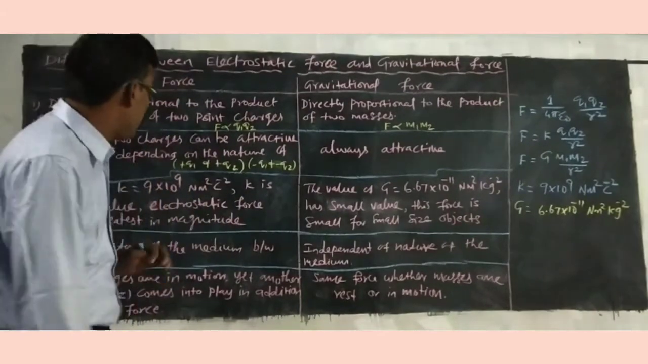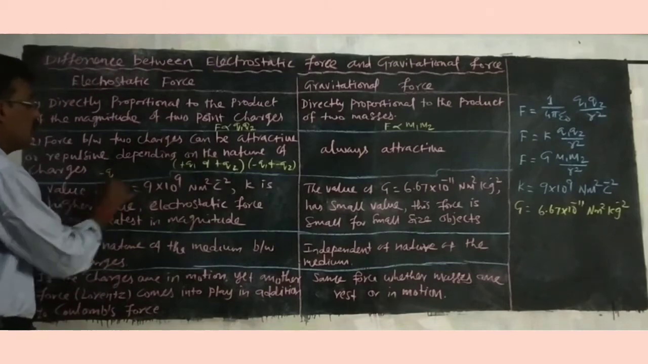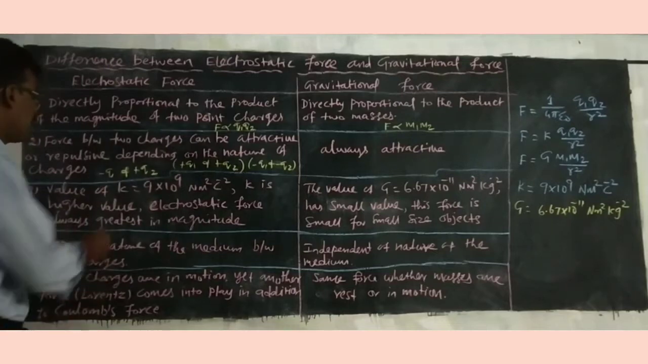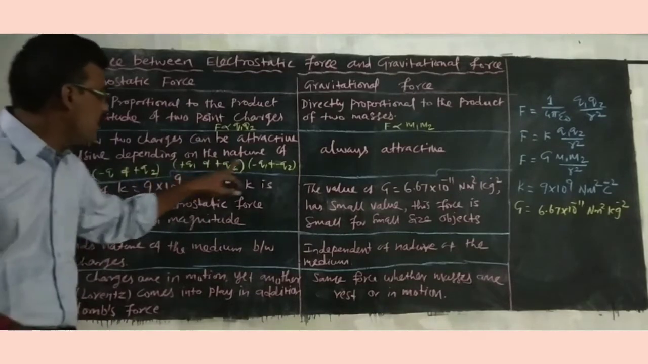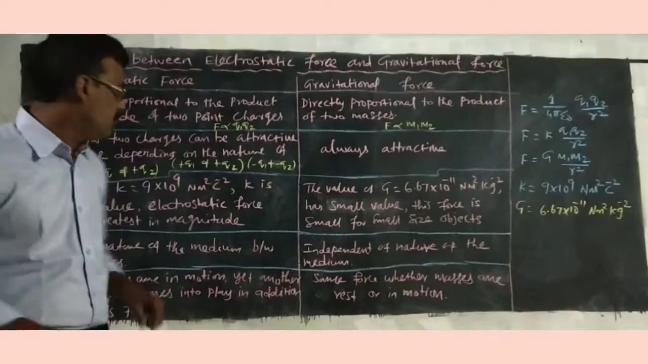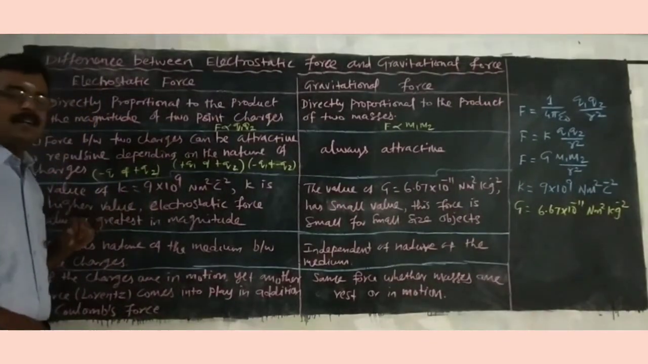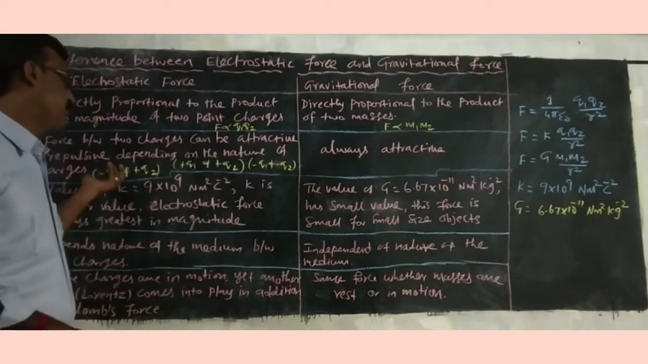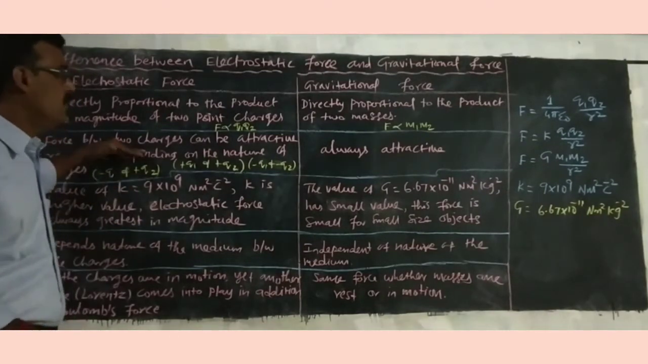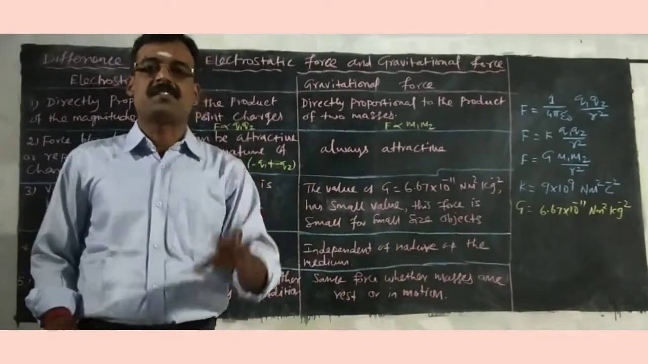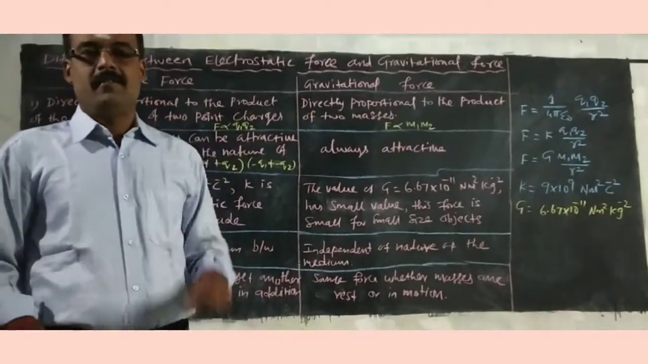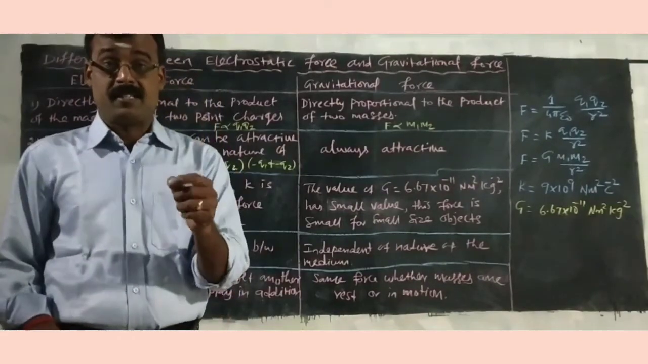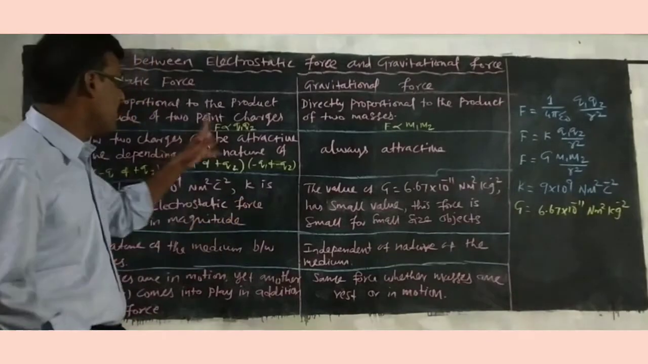Suppose you take minus Q1 and plus Q2, you are going to get the attractive force. So whenever you take similar charges, you are going to get repulsive forces. Whenever you take dissimilar charges, actually unlike charges, you are going to get attractive forces.